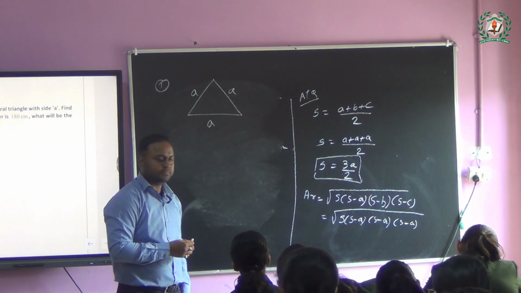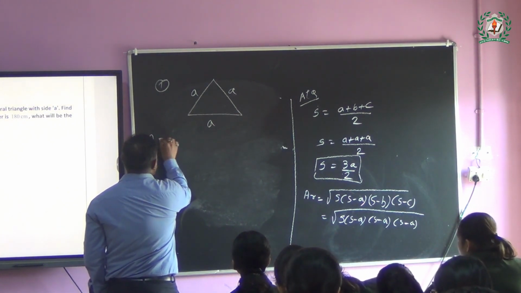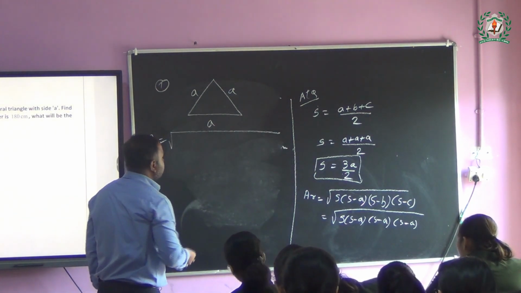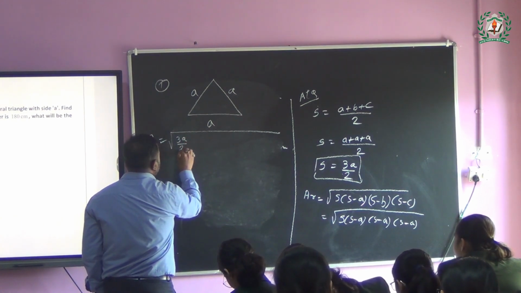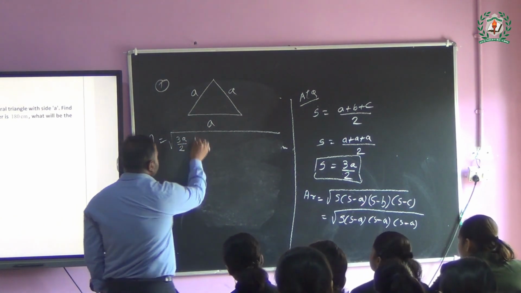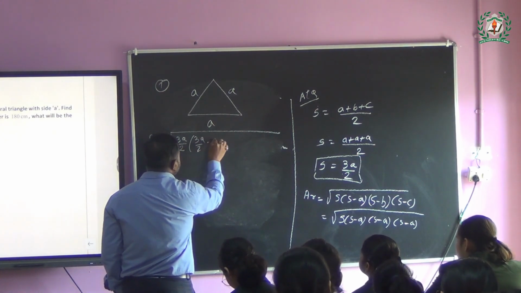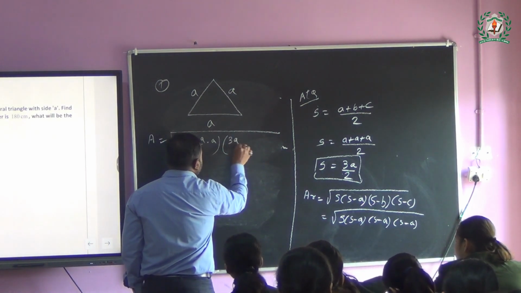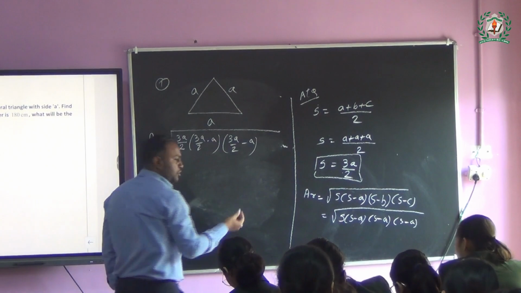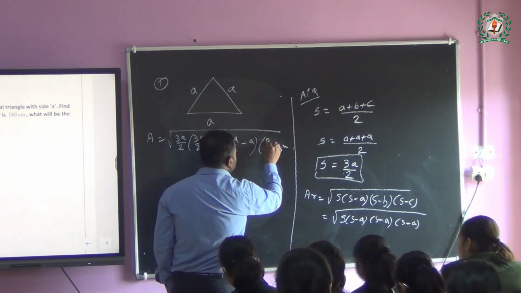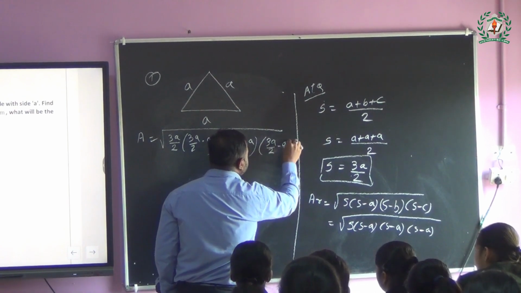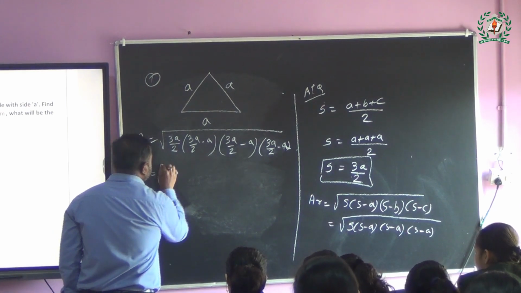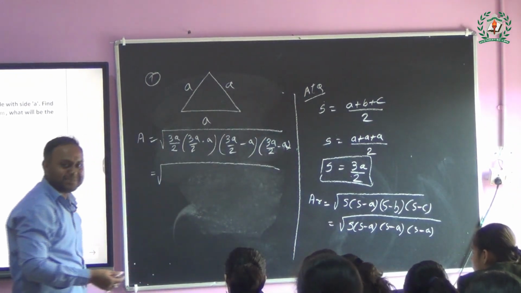Okay, shall we proceed? Then area A equals to, whatever you want to write it down. What is S here? Let's say 3A by 2. No doubt here. Then 3A by 2 minus A. No issues there. Then 3A by 2 minus A. Again no issues there. And at last again 3A by 2 minus A. Okay, clear? So now, children, calculate and tell me what will be the final expression.